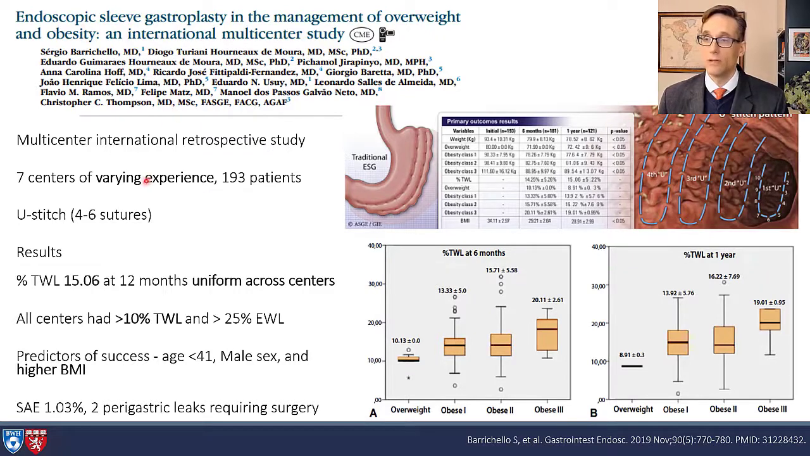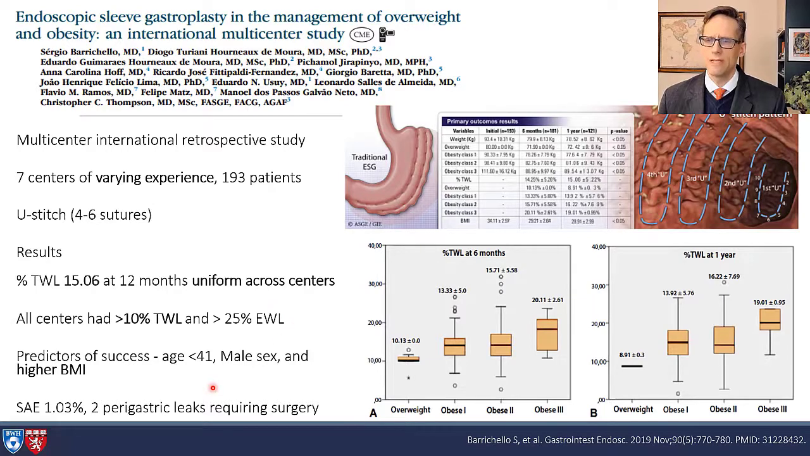This is a study looking at that new suturing pattern. It's a multi-center international retrospective study that we participated in, as well as 6 other sites in South America. And these other sites had varying experience. So it was interesting to look at differences in outcomes between a very experienced site such as ours and newer sites that are just picking it up. And again, we used a U-stitch, 4 to 6 sutures. And the results are here, 15% total weight loss at 12 months. This was uniform across centers, irrespective of experience.